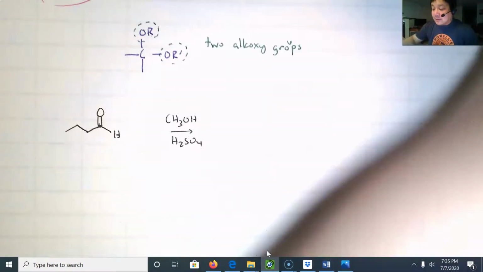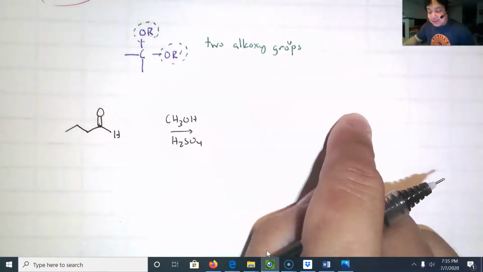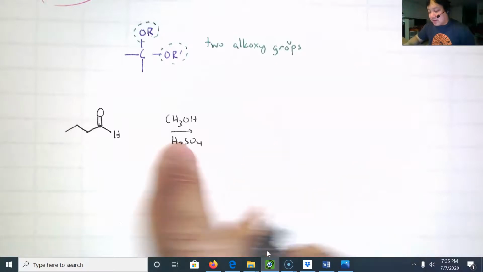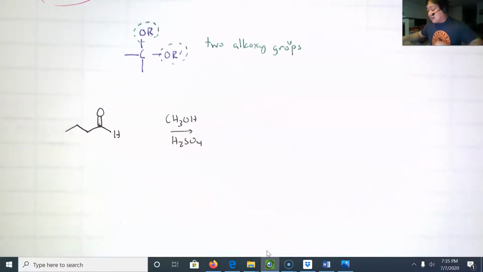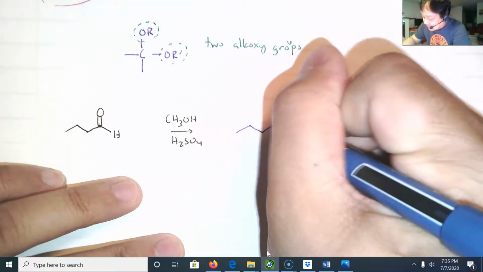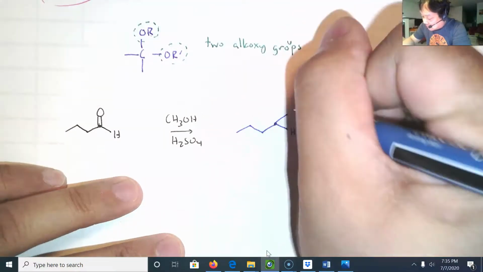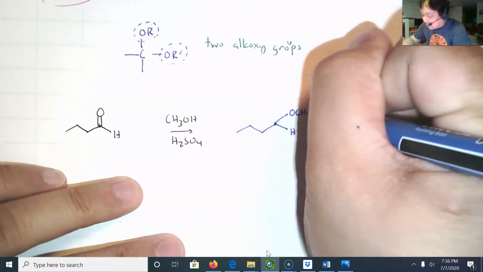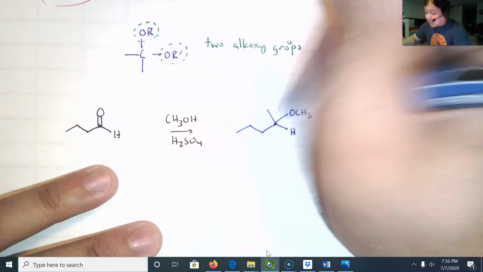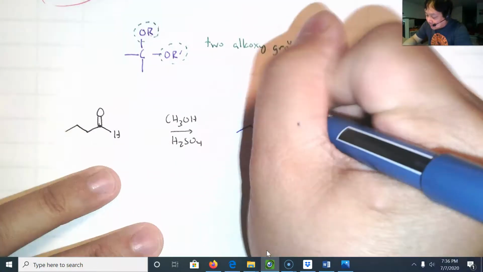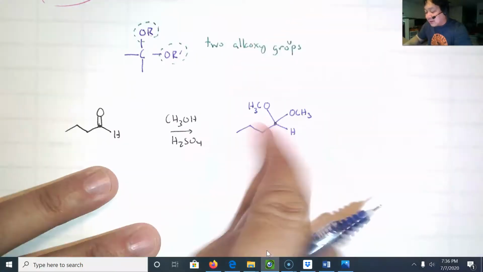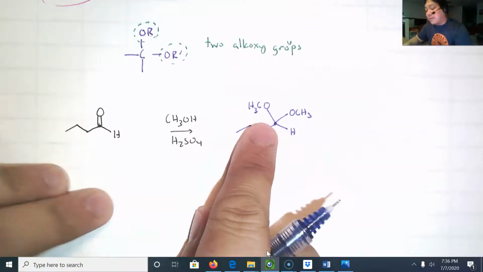Bottom line is we're going to bypass the hemiacetal and only draw the acetal because we're going to add methanol twice now to the dot. What does that look like? Here's your dot, and here is your first alkoxy group, OCH3. And then instead of an OH like we had for the hemiacetal, we put in a second OR group, and they happen to be identical. So now we have two methoxy groups.